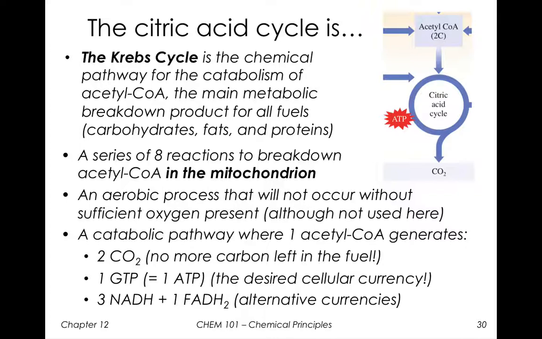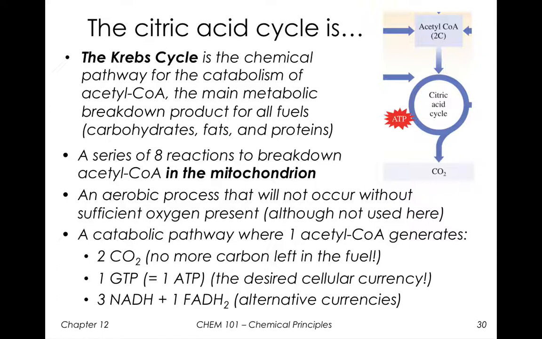All right, we're going to go a little bit more quickly through the next two processes here, remembering that any fuel ultimately will get funneled down to acetyl-CoA and then can be part of the citric acid cycle and beyond. The citric acid cycle is also referred to as the Krebs cycle, and again, it's the pathway by which we catabolize acetyl-CoA, the main metabolic breakdown product for any fuel. So carbohydrates, fats, and proteins can all be made into acetyl-CoA.